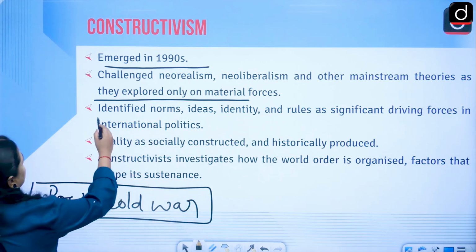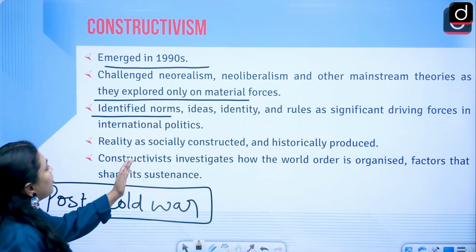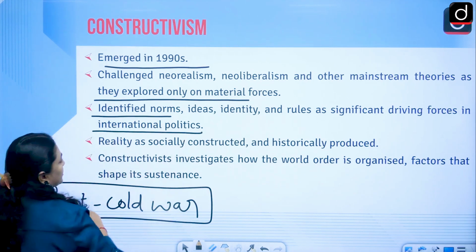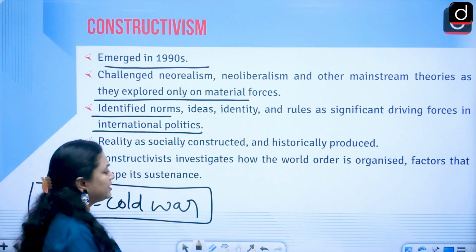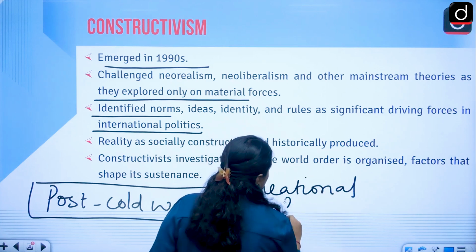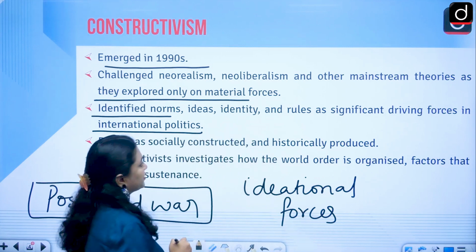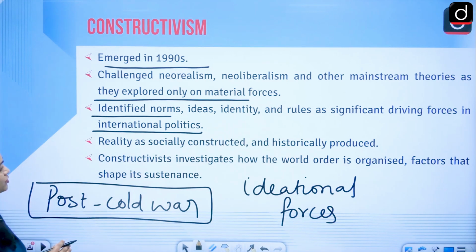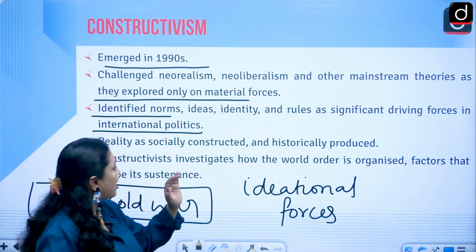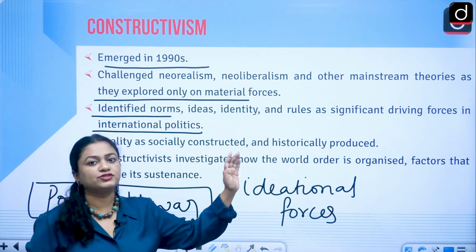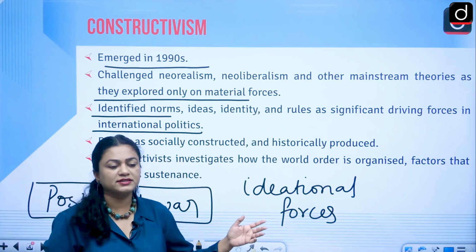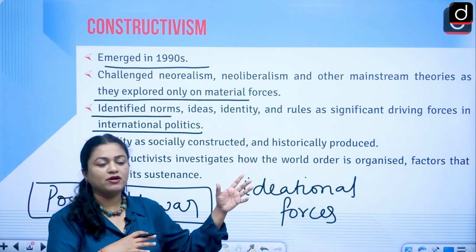Constructivism identified norms, ideas, identity and rules as significant driving forces in international politics. They are more concerned with the ideational forces that shape world politics. Reality is socially constructed and historically produced. You have to understand how certain norms and values are historically or socially constructed. Let's take the example of Hitler. He produced the idea of Nazism.